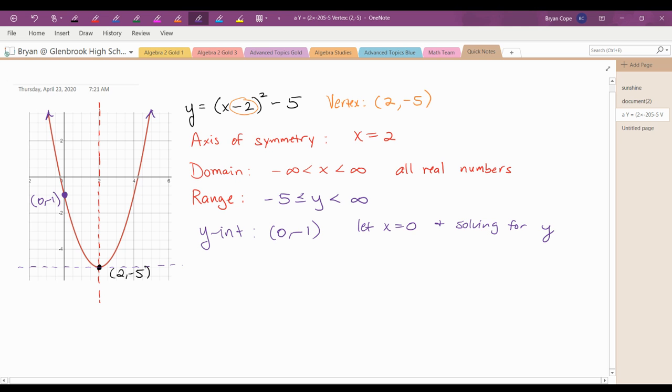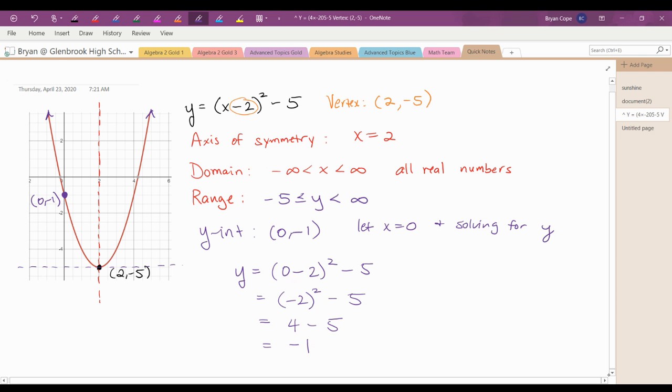Okay, so let me just show you that real quick. y equals (0 minus 2) squared minus 5. Using our order of operations, we take the parentheses first. 0 minus 2 is negative 2. When we square that negative 2, we get 4. And 4 minus 5 is negative 1. So our y-coordinate is at negative 1, just like we saw up above.